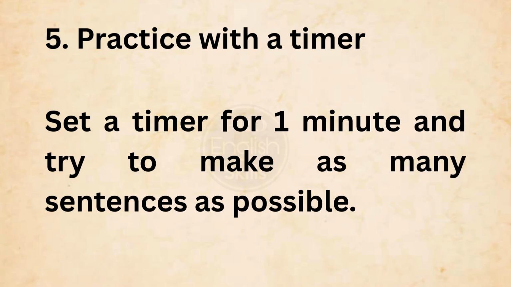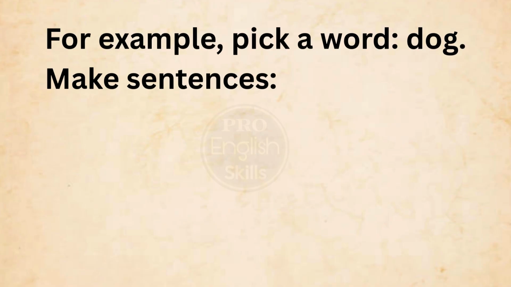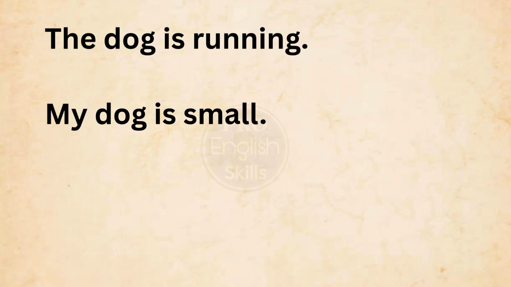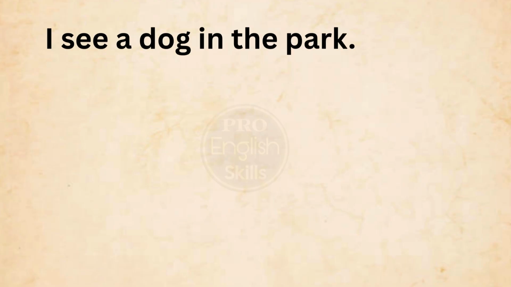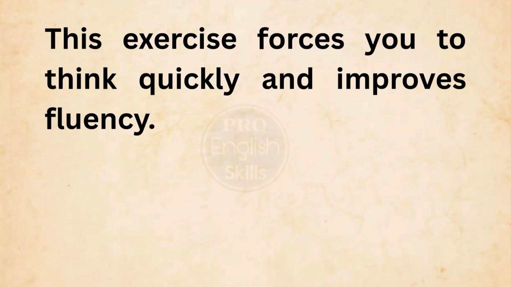5th, practice with a timer. Set a timer for 1 minute and try to make as many sentences as possible. For example, pick a word. Dog. Make sentences. The dog is running. My dog is small. I see a dog in the park. This exercise forces you to think quickly and improves fluency.